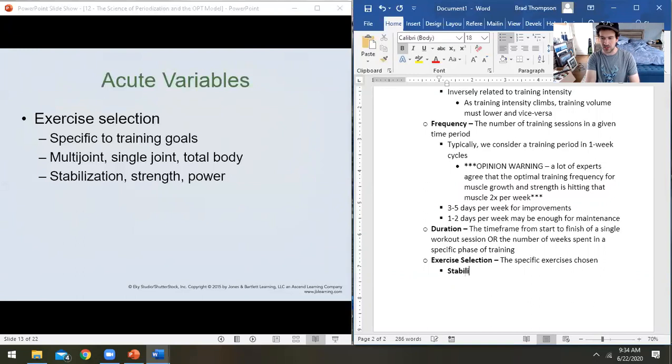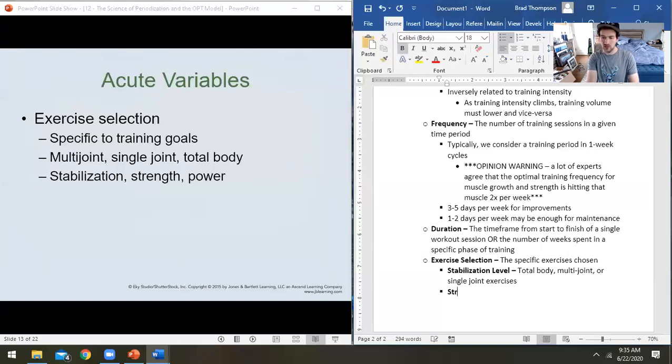So we've got the stabilization level. You are going to do total body, multi-joint, or single joint exercises.